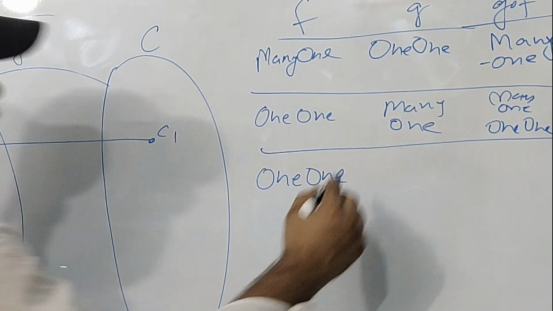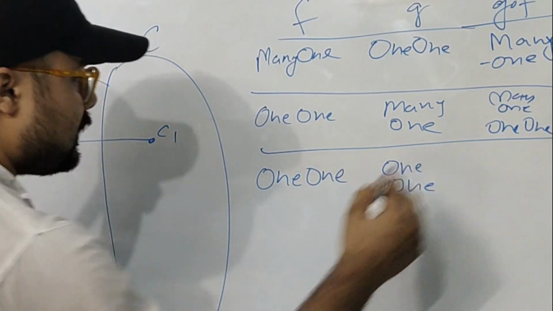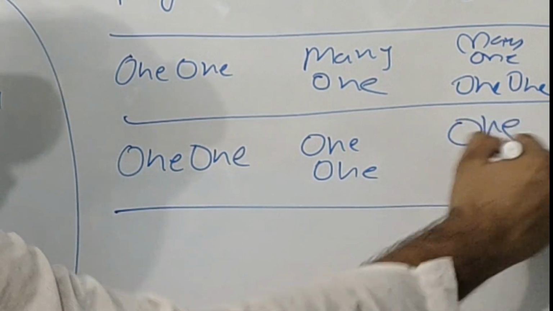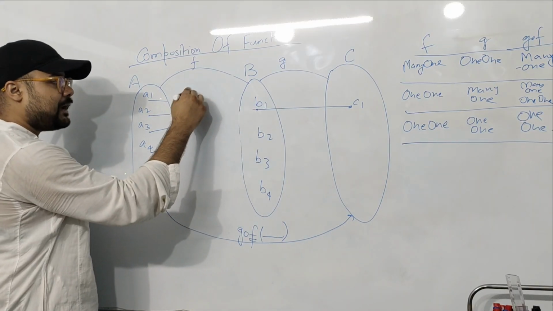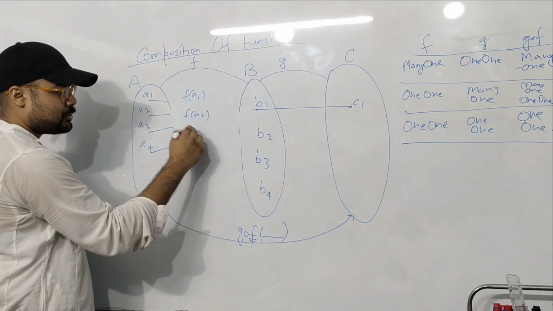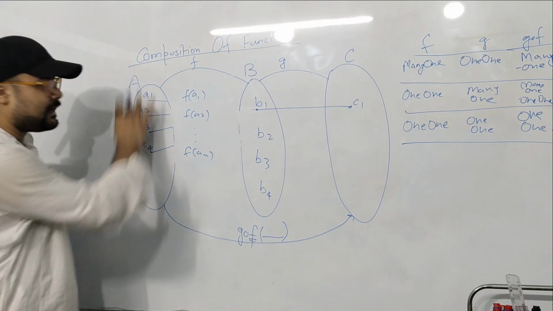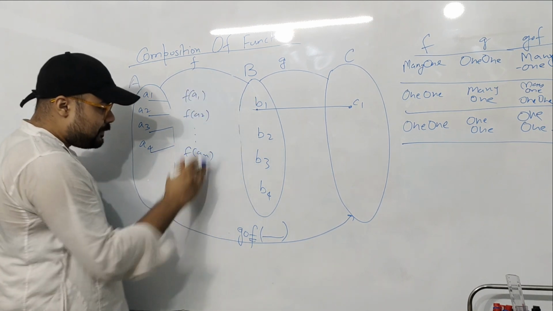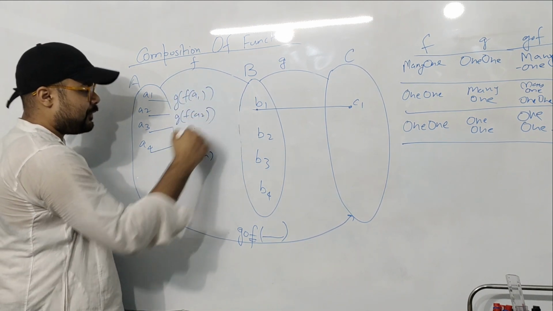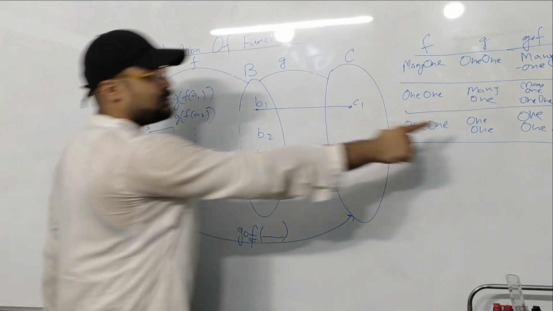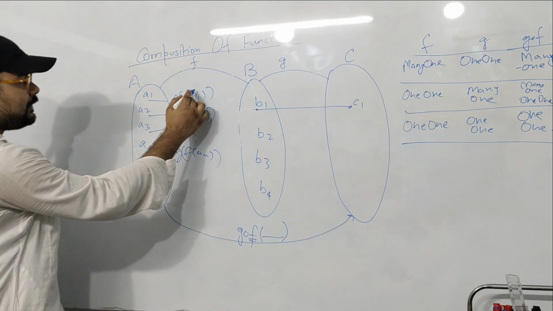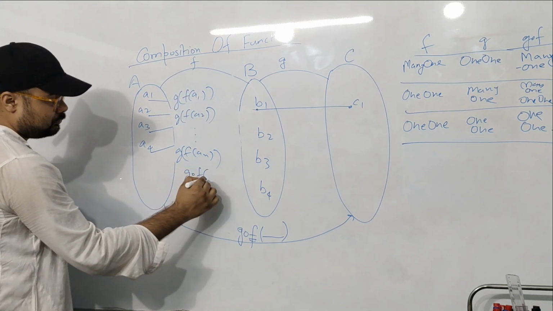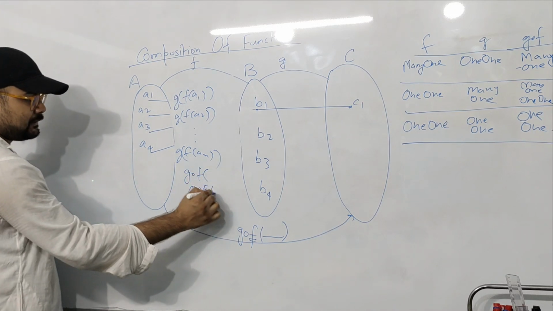If f is one-one and g is also one-one, then it's easy. Then g∘f is one-one. If f is one-one, it means f of a1, f of a2, and so on, f of an, let's say there are n elements in A, all of them are different. And when all of them are different, it means g of f of a1, g of f of a2, g of f of an, they all are different, because g is also one-one. So what does it mean? It means that g∘f is also one-one.